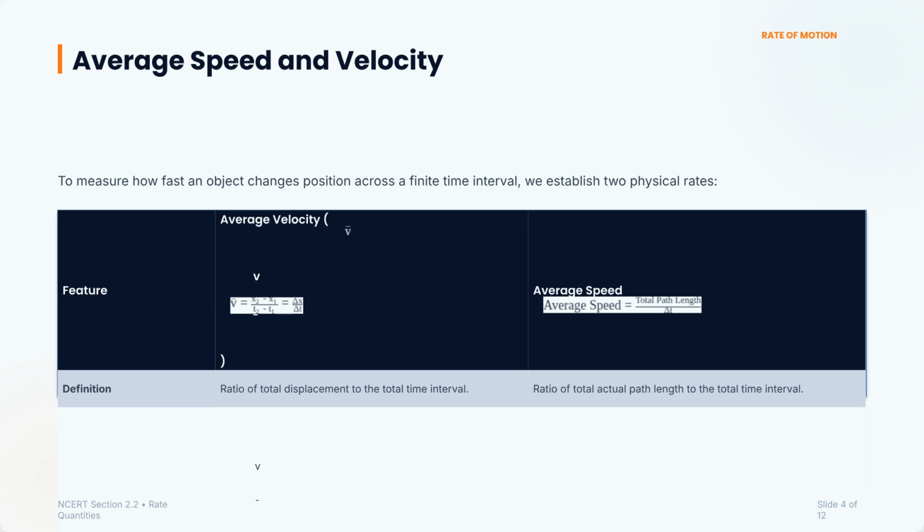When we measure how fast an object changes its position over a finite time interval, we use the rates of average velocity and average speed. Velocity is defined by total displacement over time, while speed is defined by total path length over time.